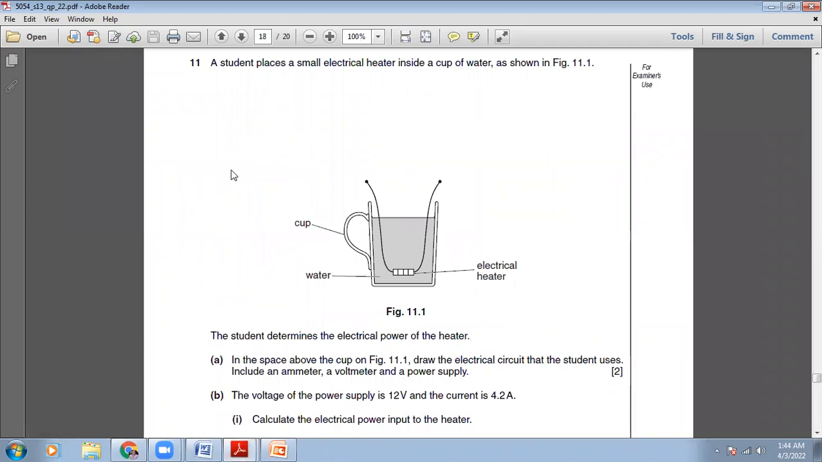A student places a small electric heater inside a cup of water, as shown in the figure 11.1. The student determines the electric power of the heater. In the space above the cup on the figure 11.1, draw the electric circuit that the student uses, include an ammeter, a voltmeter, and a power supply.